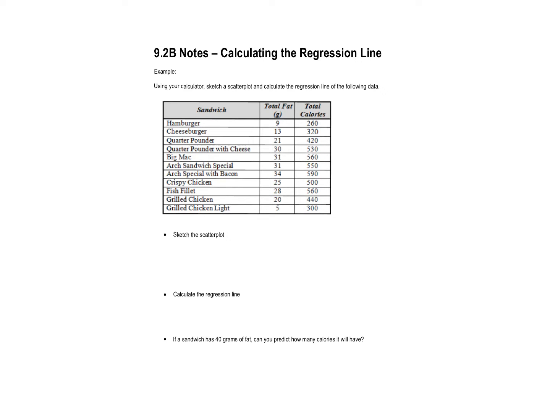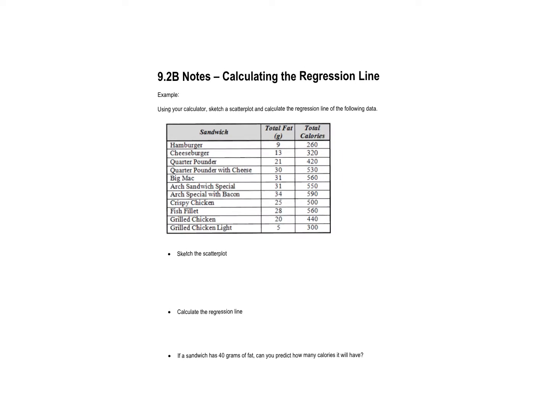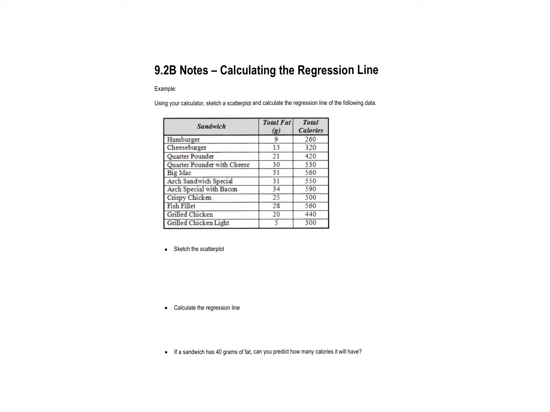So the first thing that we need to do is use our calculator to sketch a scatter plot, calculate the regression line, and then we're going to make a prediction here at the bottom. Okay, so I'm going to add a few videos here to show you each of the steps to help you create the scatter plot and ultimately calculate the line of best fit, the regression line.